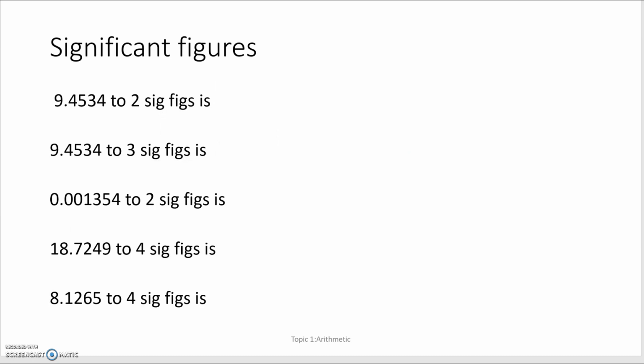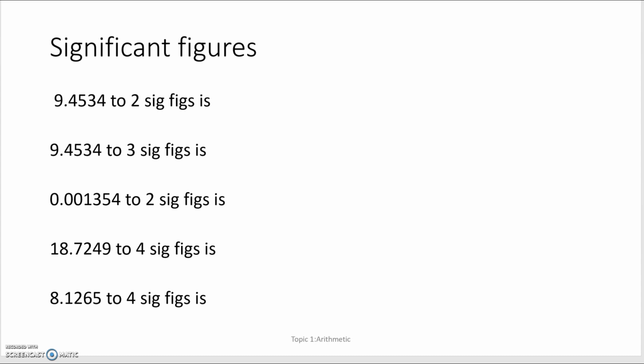Sometimes we need to approximate. It's not very practical to write numbers with very large numbers of digits after the decimal place, so we're going to approximate numbers. Sometimes we approximate numbers to significant figures, and sometimes we approximate them using decimal places.